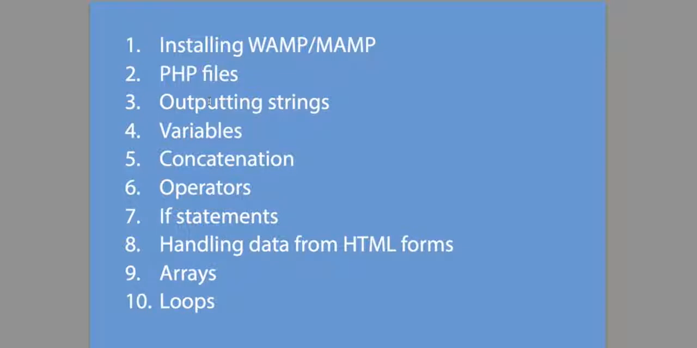A string is just a sequence of characters. Another data type is an integer, which is just a number, a whole number. And an example of where this matters: you can do arithmetic on integers, but not on strings. You can manipulate strings in other ways though. This includes concatenation, which we'll look at after a quick introduction to variables. Then we'll look at some operators, if statements, forms, arrays, and loops.